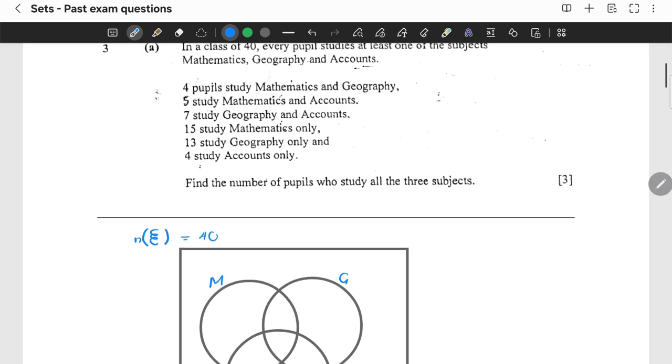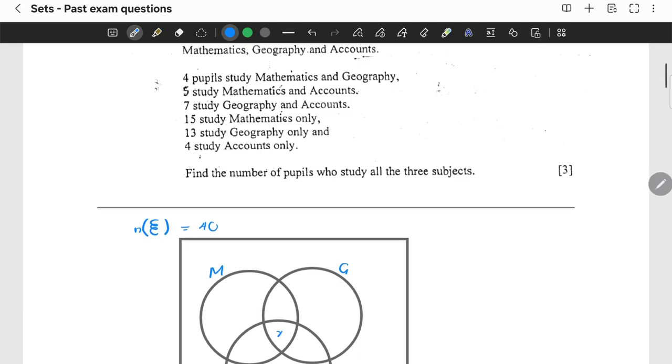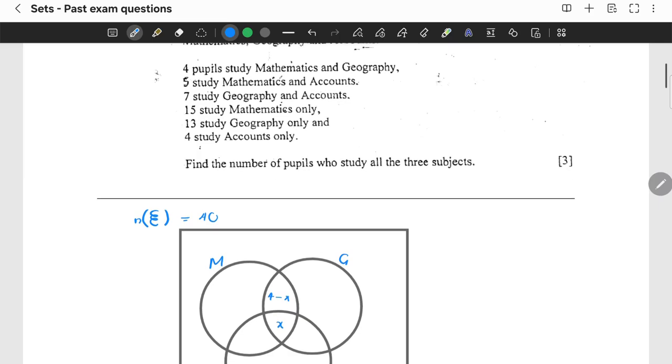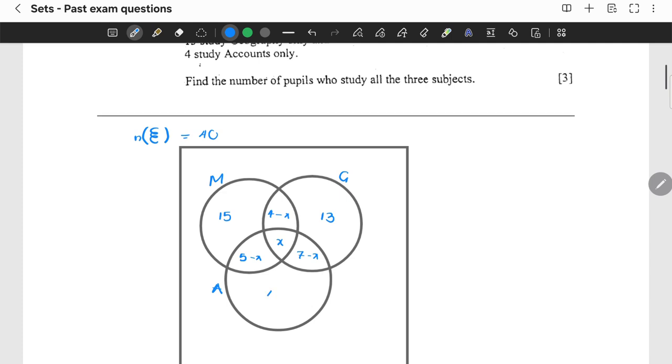So we're told that 4 study geography and mathematics. So let's make the common term x, which is what we're trying to find. If 4 study geo and maths, it means that 4 minus x study maths and geography only, right? And then 5 study mathematics and accounts. So 5 minus x, because that's the intersection of maths and accounts only, which we have not been told. And then 7 study geography and accounts. So 7 minus x as well is right there. But 15 study mathematics only. And 13 study geography only. And 4 study accounts only.